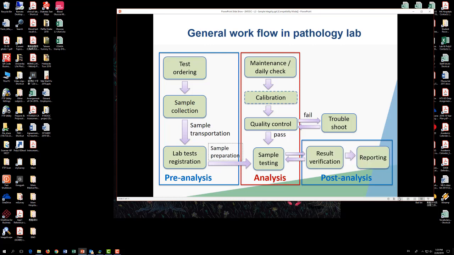After testing, we move to the post-analytical part, in which we verify the results to ensure the result is valid, not just for quality, but also whether it matches the patient's previous history, or the whole profile. So once the result is verified, then we will report it to the ward or to the clinician.